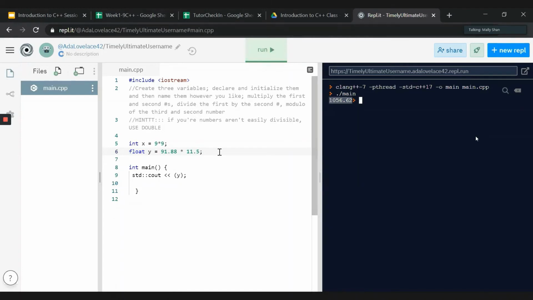So, if your numbers aren't easily divisible, or if you are using decimals, you can define the values of the numbers however you like. But if you are going to use not easily divisible numbers or decimal points, then you have to make sure that the type is double or float. Float and double basically mean the same thing. So I could change this to double and you should still get the same output.